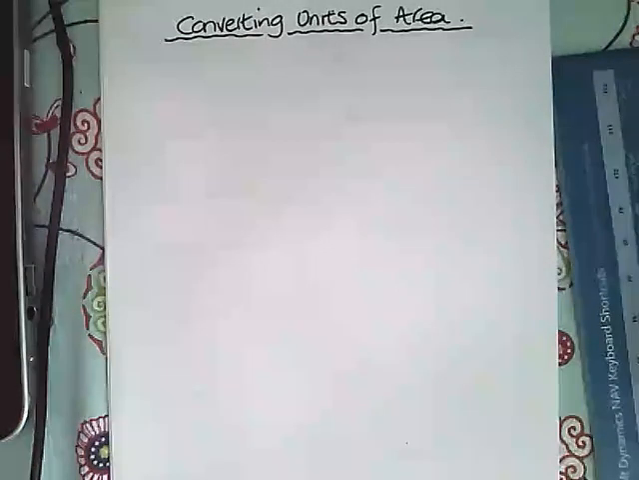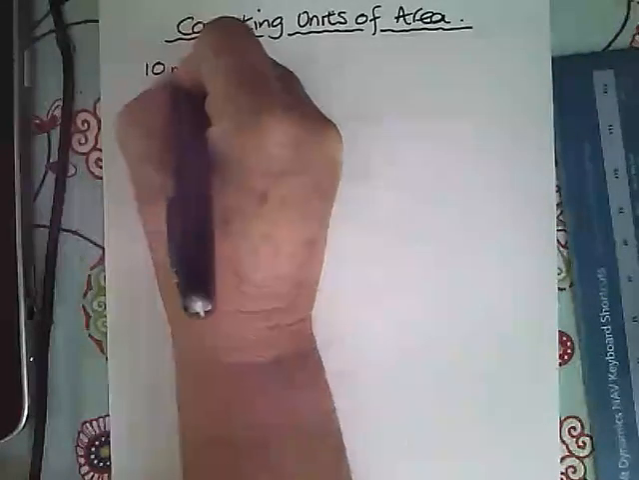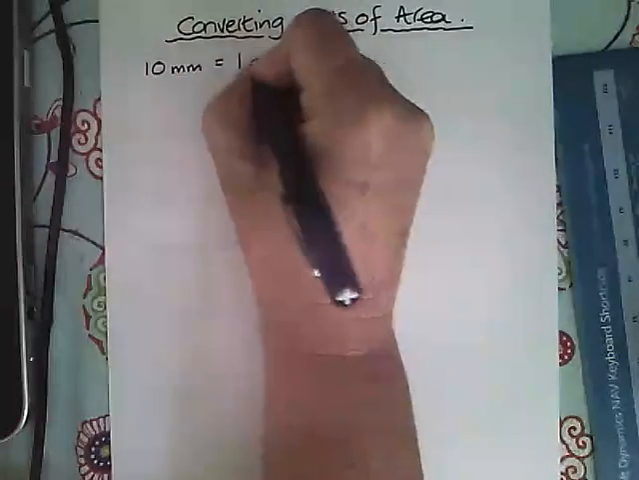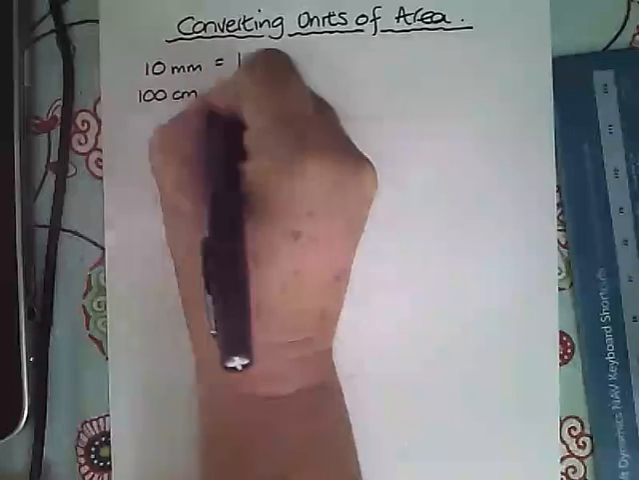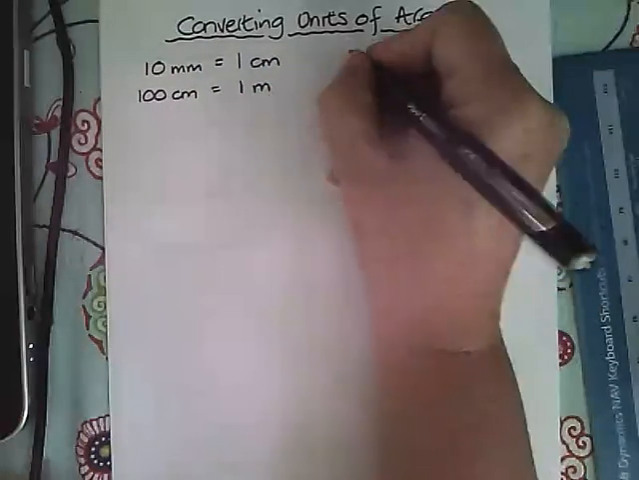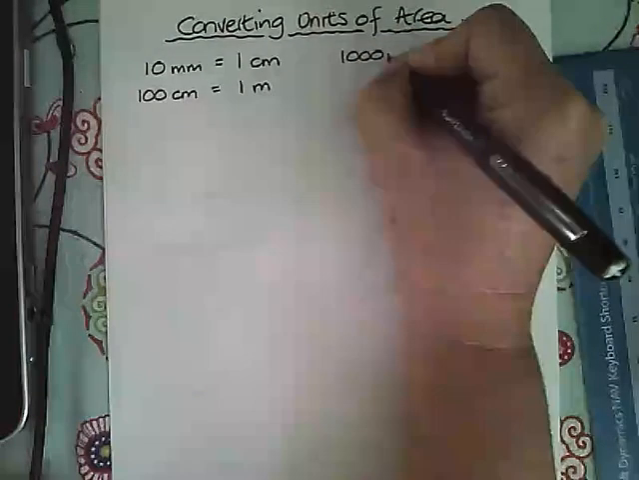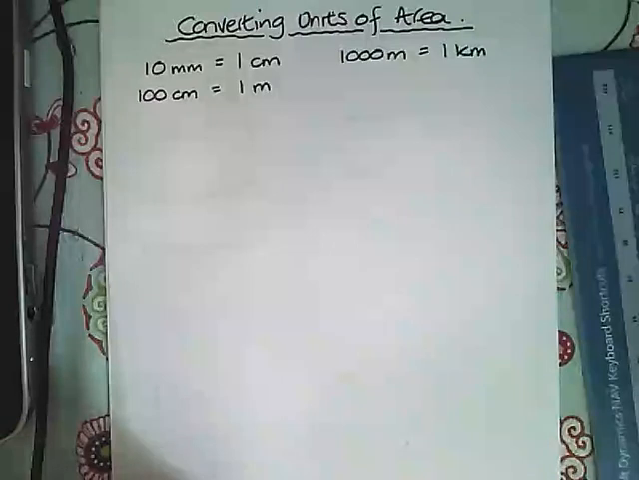So before we start converting units of area, we need to remind ourselves of a couple of metric conversions between units of length. So we need to know that 10 millimeters is 1 centimeter, 100 centimeters is 1 meter, and 1,000 meters is 1 kilometer, and we're going to use those things to help us do these conversions.